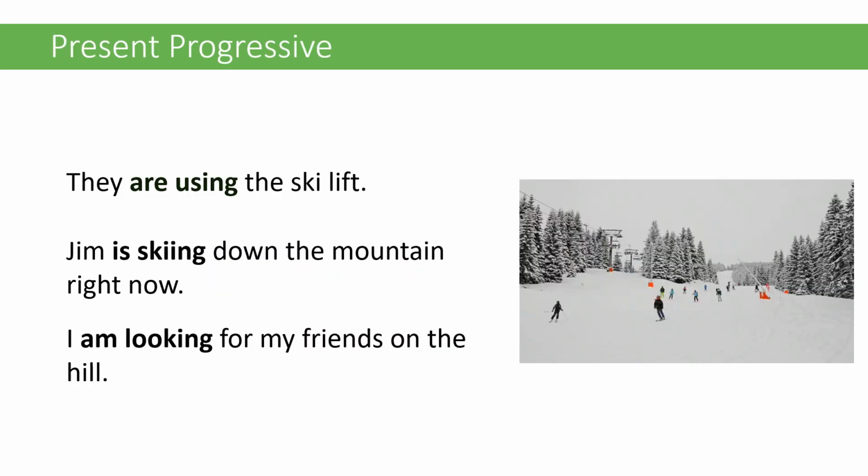Here's some examples of present progressive statements. They are using the ski lift. Jim is skiing down the mountain right now. I am looking for my friends on the hill.